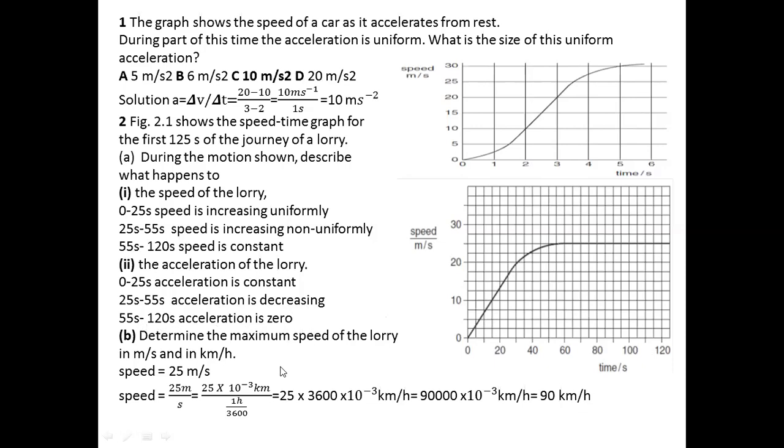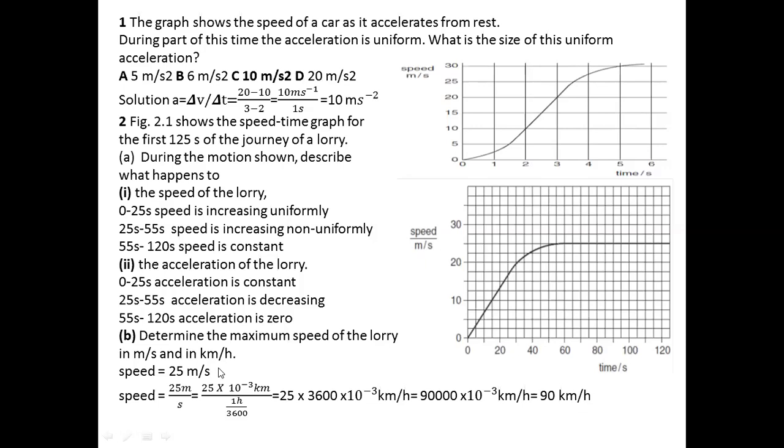Next part, calculate the maximum speed of the lorry in meter per second as well as in kilometer per hour. So speed is the maximum speed. Since it is a speed time graph, the speed will be calculated by seeing the values on the y-axis. So the maximum speed is what? It is 25 meter per second.